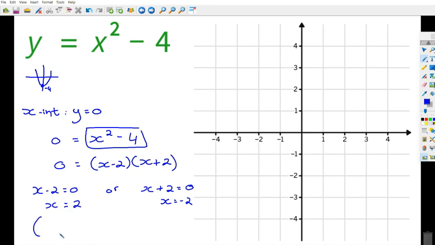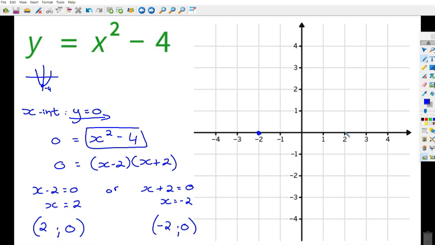Therefore, the coordinates that I'm forming: my x value there is 2, and what y value did I use from the beginning here? 0. And x here is negative 2, and what y value did I use? 0. There are my two x-intercepts. Let's plot those. So I've got negative 2 and 0.